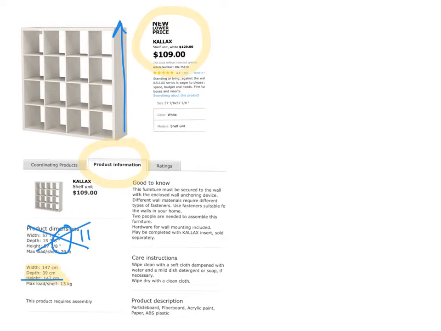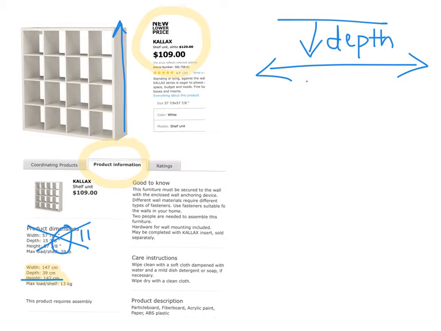So I'm looking at width and the depth. The depth is going to be how far away from the wall it comes. That's our depth. Okay. And our width is going to be how far it stretches across the wall.